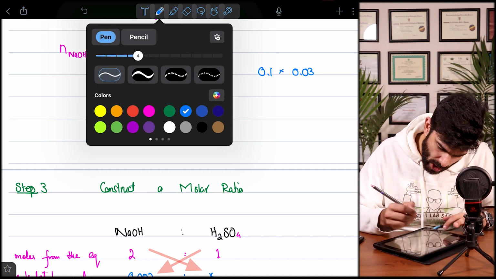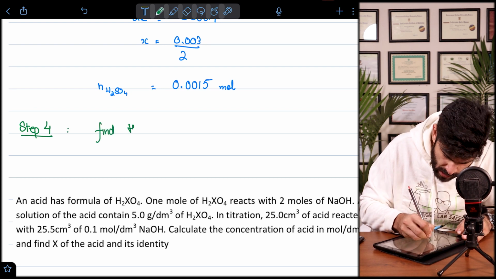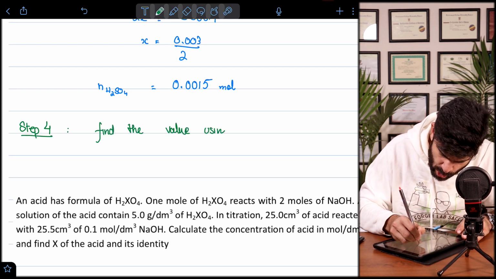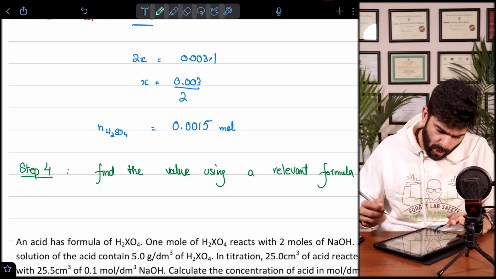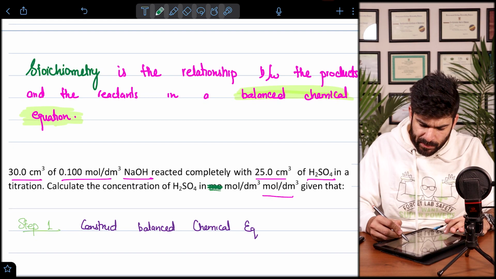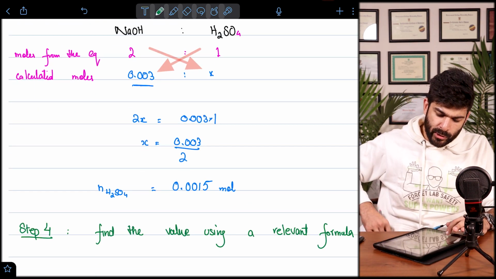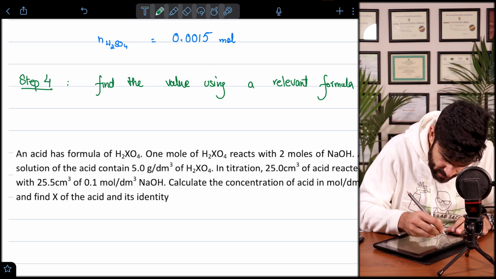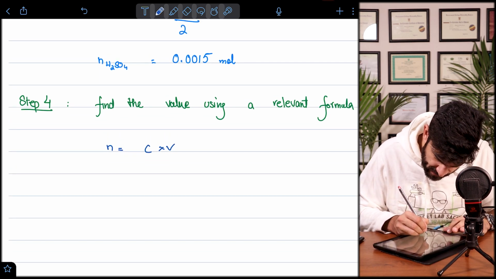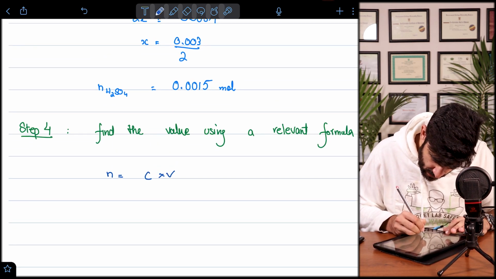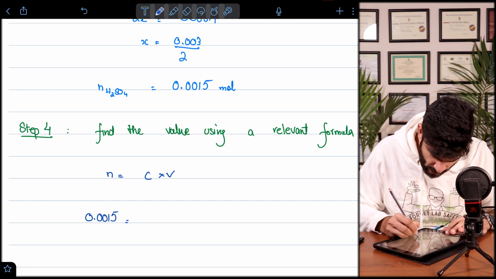Now talking about step 4, where we are going to conclude the question. Step 4. Find the value using a relevant formula. Now, relevant formula. What do they want us to know? They want us to calculate the concentration. We have the volume of H2SO4. We're going to use the relevant formula, which is again n equals C into V. So again, we have the value of moles, which is 0.0015. We don't have the concentration.